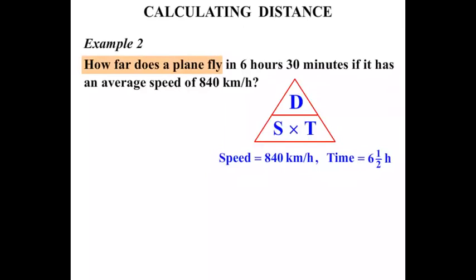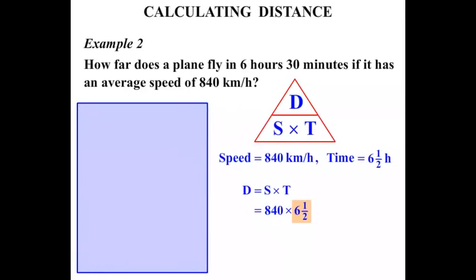So the question, how far does the plane fly? That's the distance. So D equals, now on our diagram, cover the D up, what are we left with? S times T, speed multiplied by time. So S times T, the speed is 840, the time is 6.5. So 840 times 6.5. Now we're multiplying by 6.5. Not so easy. Let's think about that. We'll break it up into a couple of steps. So let's do some working out over here.